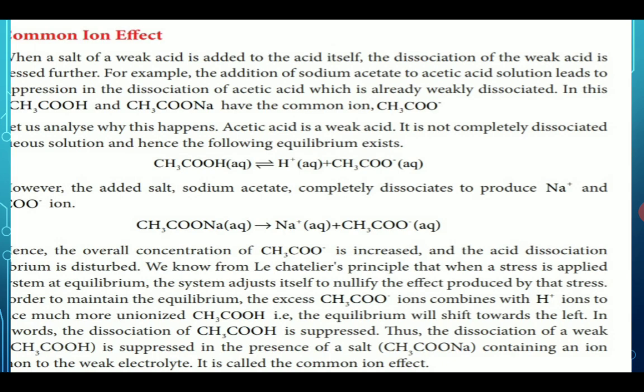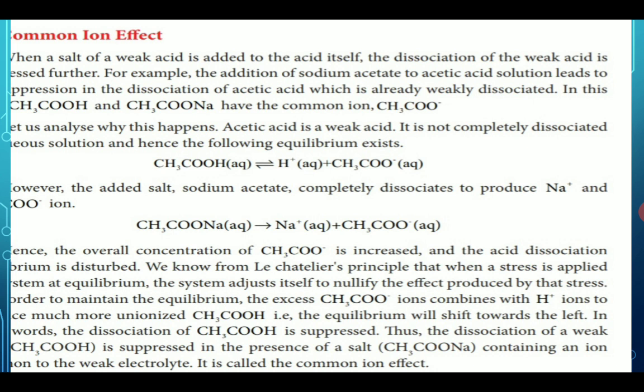The next subheading is common ion effect. So what do you mean by common ion effect? When a salt of the weak acid is added to the acid itself, the dissociation of the weak acid is suppressed further. For example, the addition of sodium acetate to acetic acid solution leads to the depression in the dissociation of the acetic acid, which is already weakly dissociated. In this example, acetic acid and sodium acetate have the common ion, acetate ion.